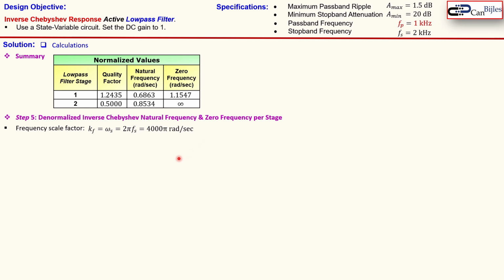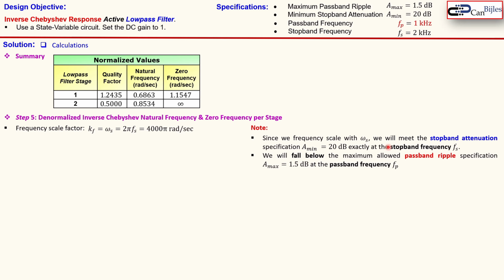In this case, we do the frequency scaling in a slightly different way than for the Bode response and the Chebyshev response. Now we get the situation where you have the stop band attenuation exactly at 20 dB at that frequency. So at this 2 kilohertz, we will get exactly this 20 dB, but we will fall below the maximum allowed passband ripple, which is of course fine, because this is the maximum allowed, in this case 1.5 dB. So it can be the case that we have just 1 dB or 0.7 dB, but we will get a minimum exactly at the 2 kilohertz.